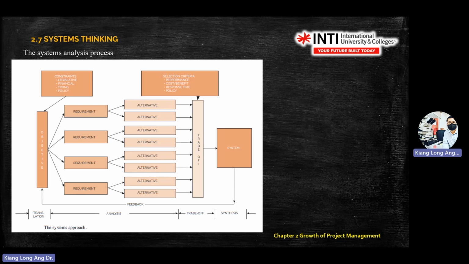Then trade-off here is whatever you can change to meet the objective. So trade-off here is the factor. Then in synthesis, you conclude the system. All the constraints here can change. Then you have a feedback system back to the objective. It's a review process here. What is important on this chart is the 4 phases: translation, analysis, trade-off, and synthesis.